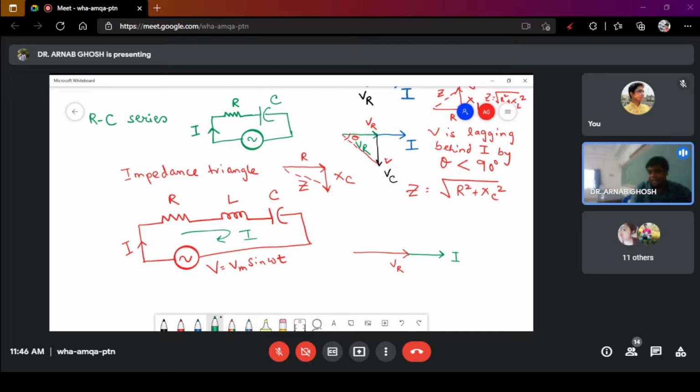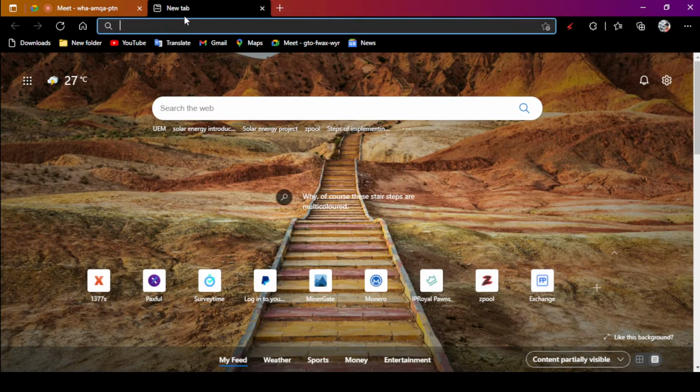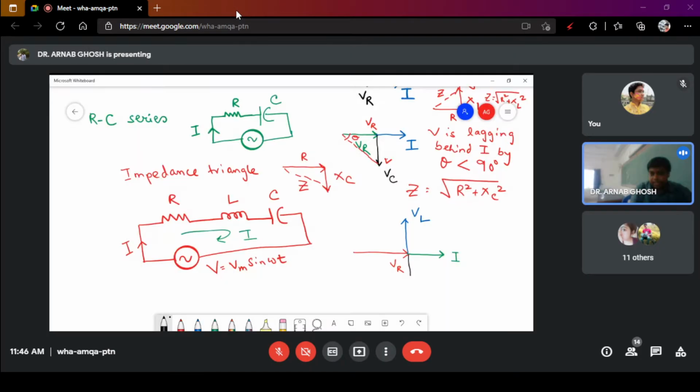Now VL is leading I. VC is lagging behind I, so this will be your VC. Then what will be the resultant? You tell me. Let's say VL is greater than VC. Let's see.